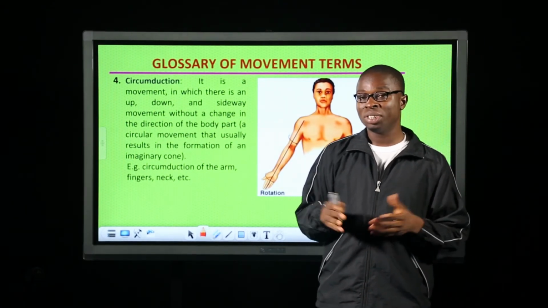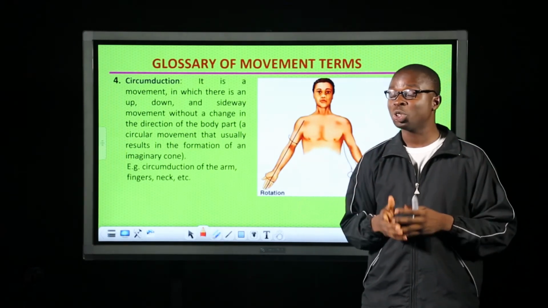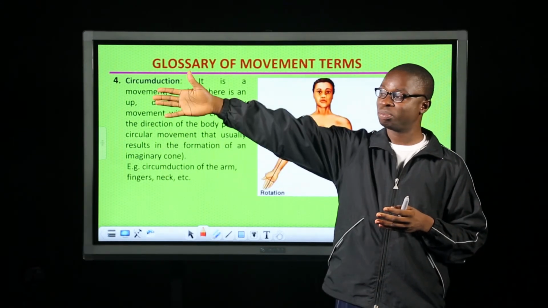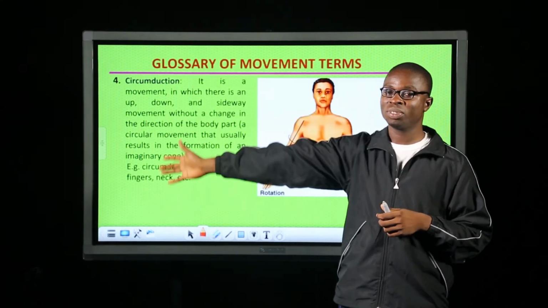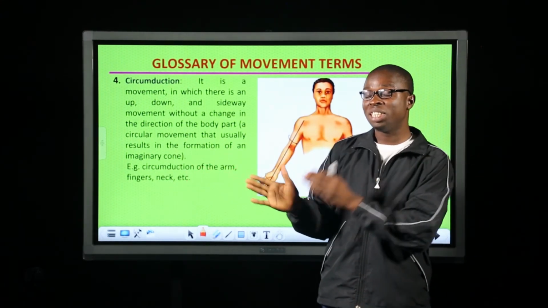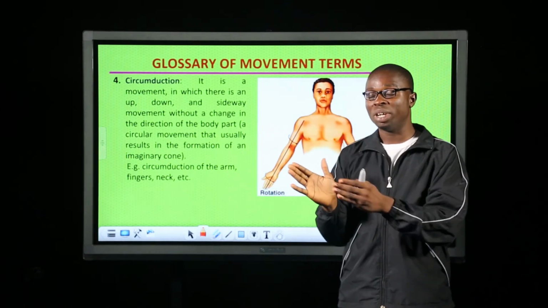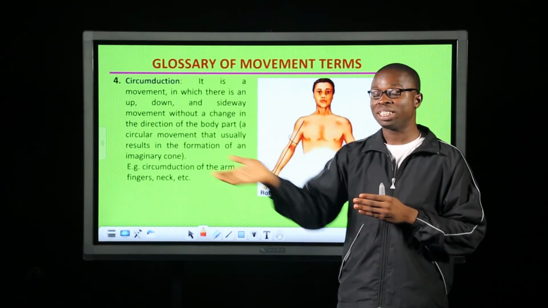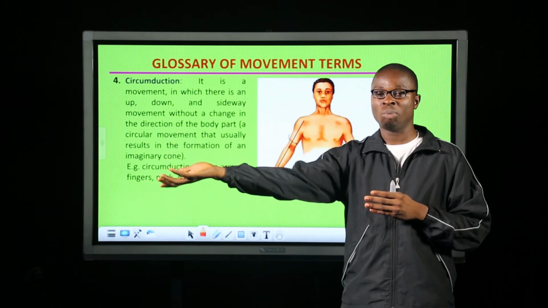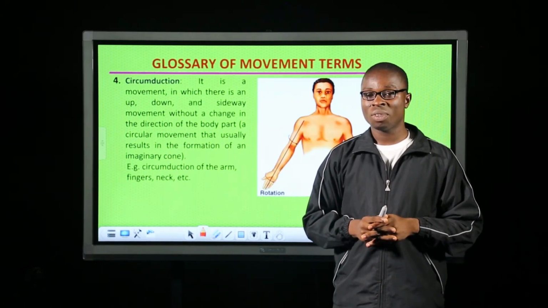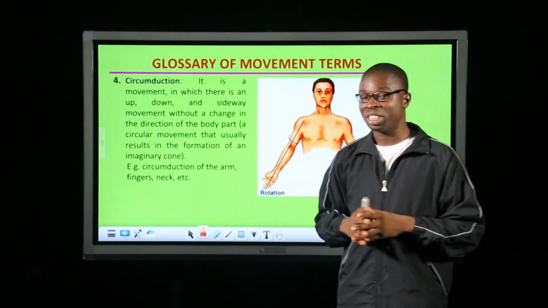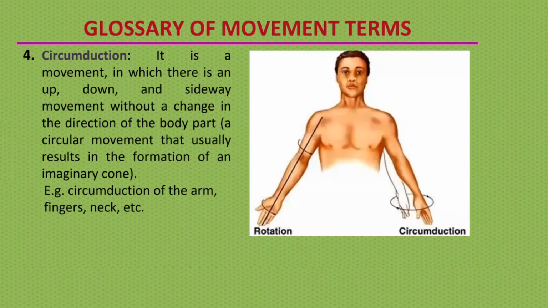For example, the circumduction of the arm should look exactly like this. Notice that the direction of the palm remains facing forward without tilting sideways or upwards. That's an example of circumduction. Having considered the different terms of movement, now let's talk about the different types of synovial joints.